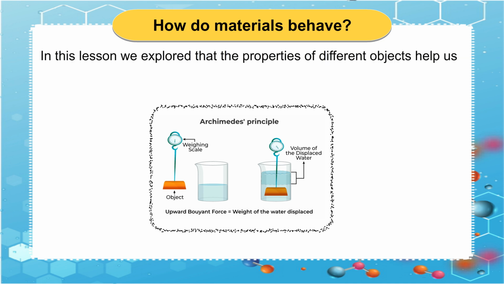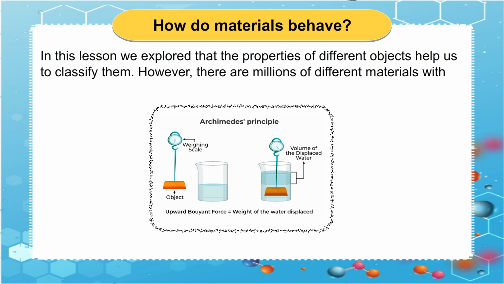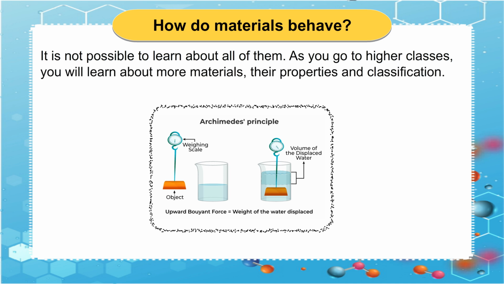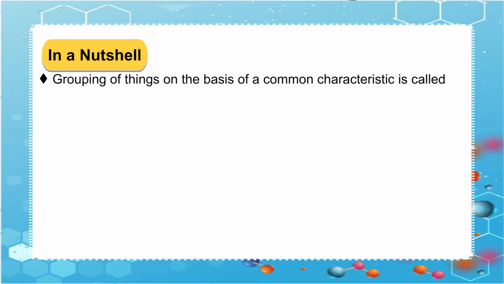In this lesson we explored that the properties of different objects help us to classify them. However, there are millions of different materials with different properties. It is not possible to learn about all of them. As you go to higher classes, you will learn about more materials, their properties, and classification. In a nutshell, grouping of things on the basis of a common characteristic is called classification.